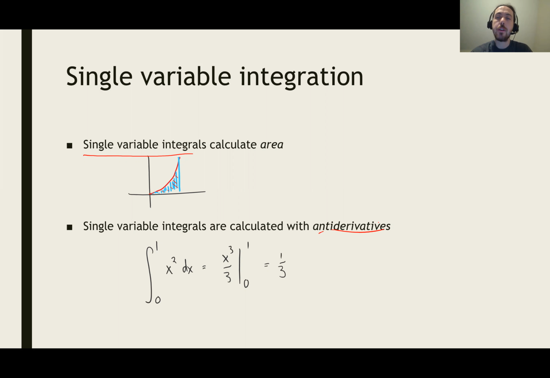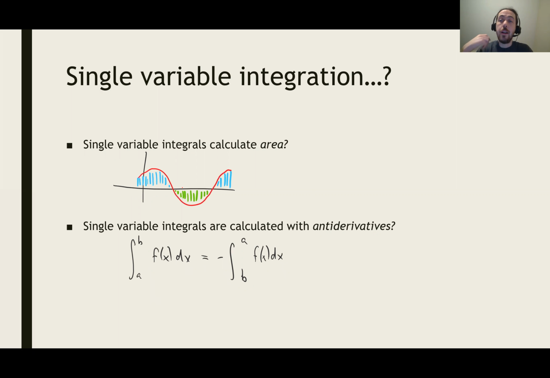When we have a function we want to integrate, we take its antiderivative, something whose derivative is equal to that, and evaluate it between the left and right-hand ends of the region we want to calculate the area of. This is a procedure that hopefully we at least remember, even if we haven't done it for a little while. But there are some small things that we have to be aware of when we're doing single variable integration.